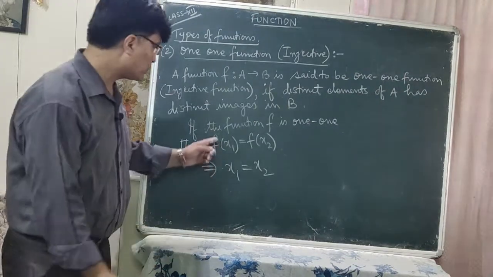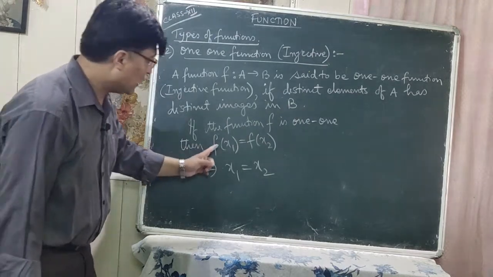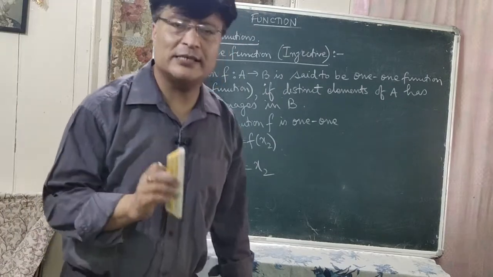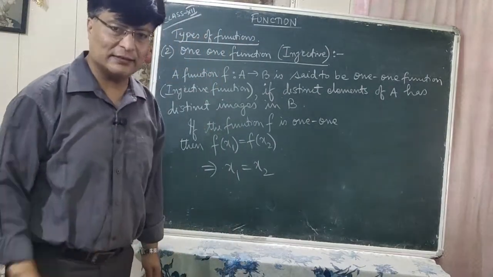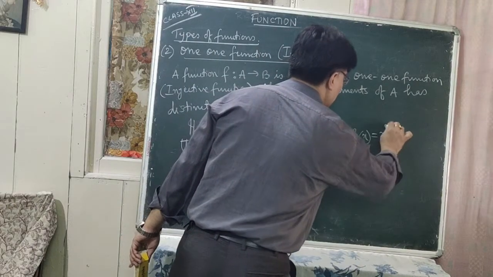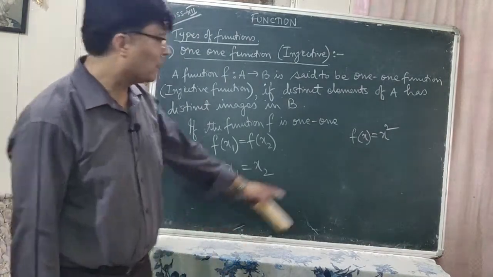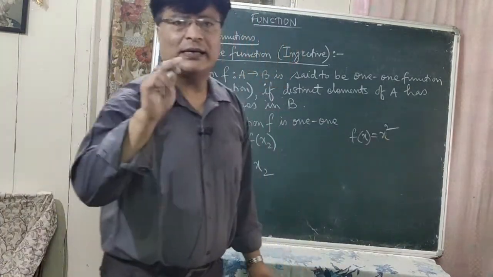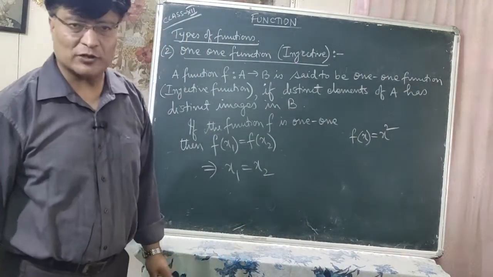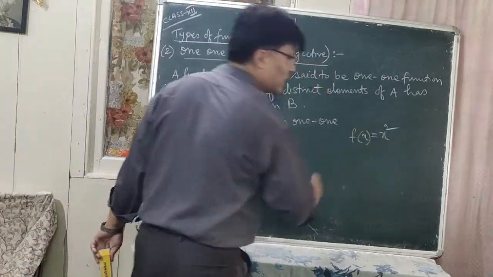Is that clear? If the function f is 1-1, then f of x1 equal to f of x2 should imply x1 is equal to x2; then only it is 1-1. So can you say that f of x is equal to x square is a 1-1 function? I just told you this f of x is equal to x square is an example of a many-1 function, but it is not 1-1. See how it is not 1-1.